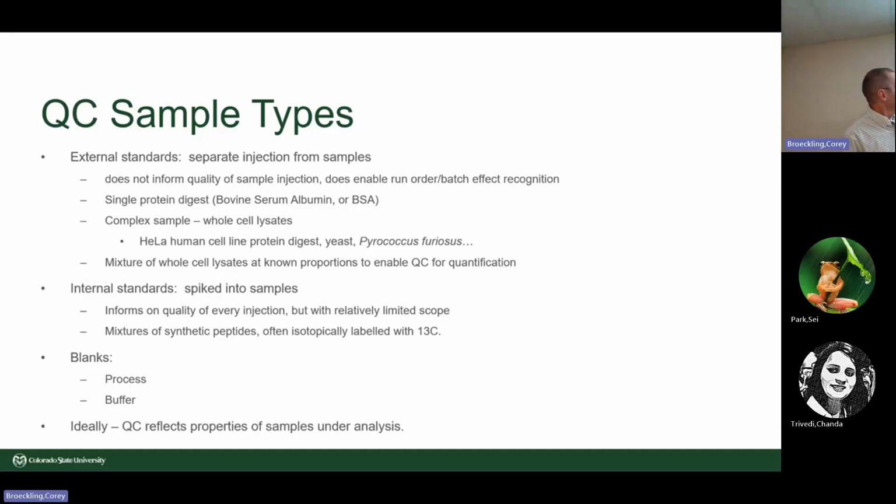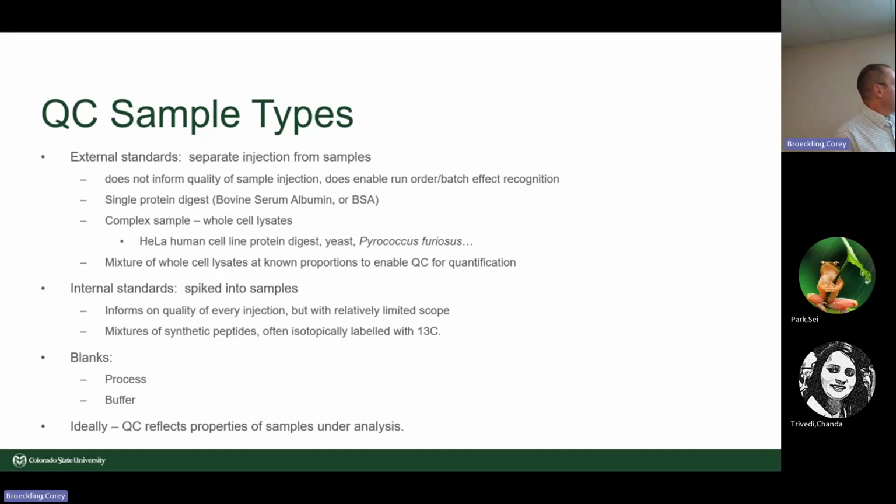Oppose external standards to internal standards. An internal standard is something that you actually spike into your samples. So if you come with a metaproteome sample, you can spike internal standard peptides into that. The benefit of the internal standard is that every injection, including your samples, now has a quality control signal or signals in it. And so if you have a single bad injection on your sample, that should be recognizable by the internal standard approach. But the external standard approach would not report on that.